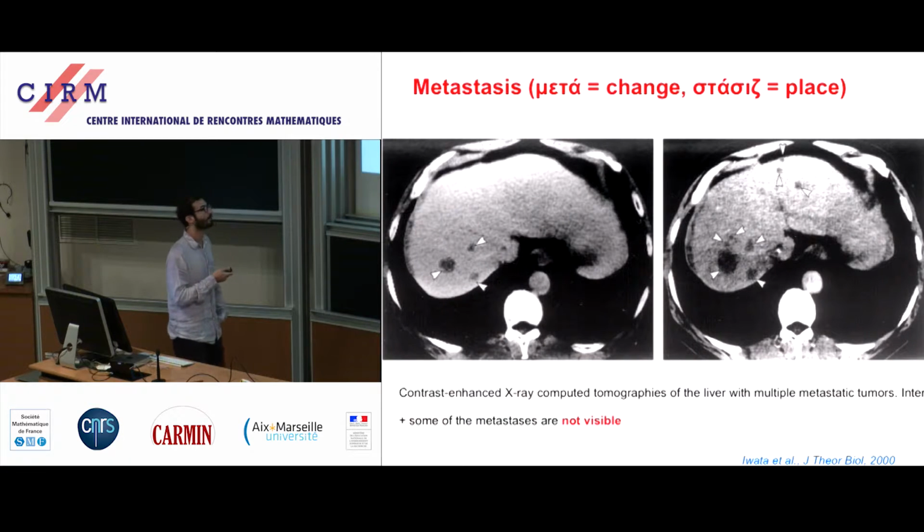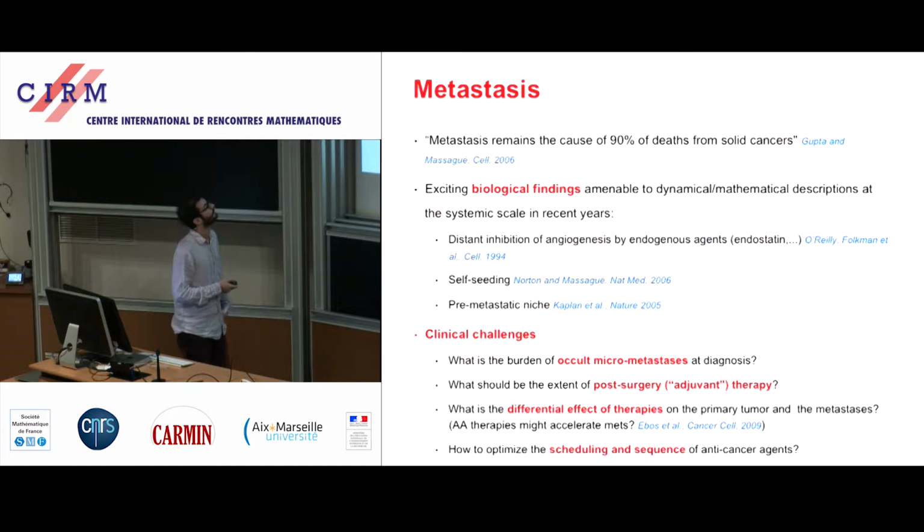One very important thing that we have to keep in mind when looking at these images is that there are a lot of tumors that are not visible, not detectable by imaging, but that are still present. And one of the challenges would be to estimate the amount of invisible metastases from what we see. All right, so metastasis, as has already been said, is a major challenge in cancer today, because it's the main cause of death from the disease.